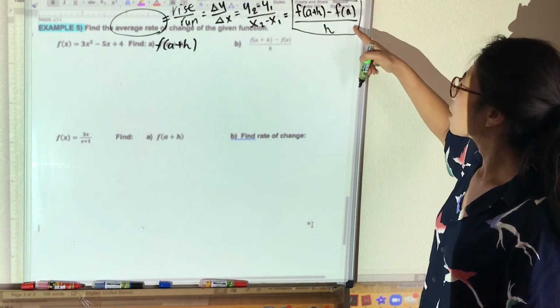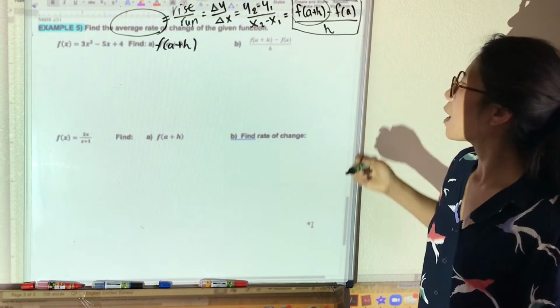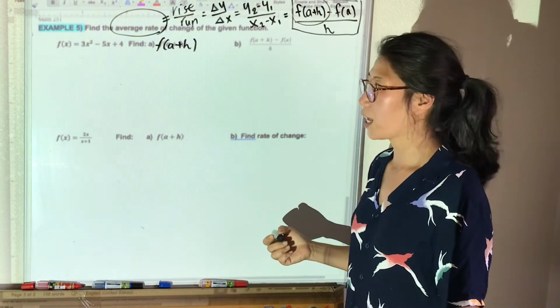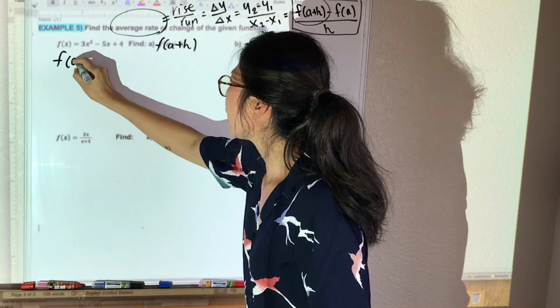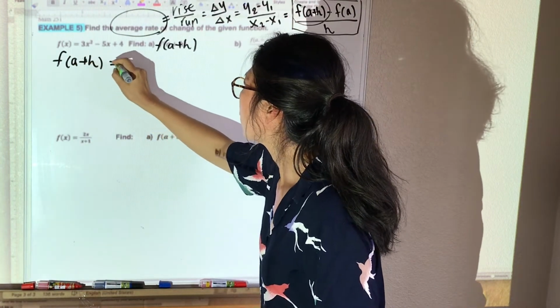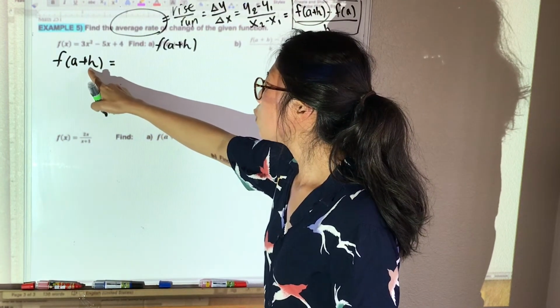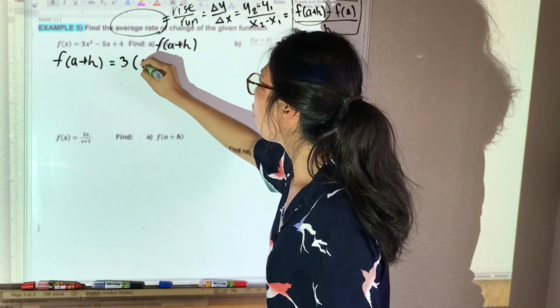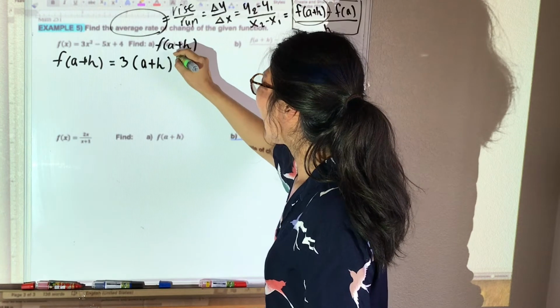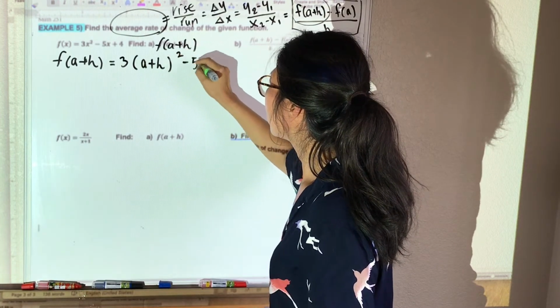But in order to get that one, we need to figure out what f of a plus h is. So I broke down our steps a little bit. Let's try to find f of a plus h here. That means my new input will be a plus h instead of x. So I'm going to replace all x values with a plus h.